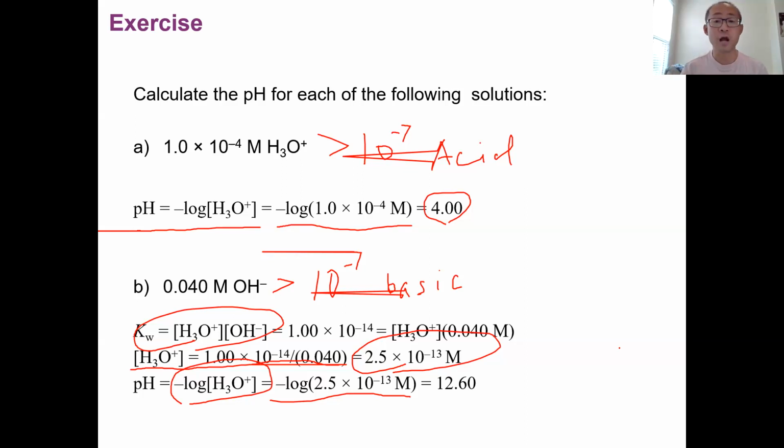When you're given the proton concentration, you can use that equation directly: pH equals negative log of proton concentration. But if you were given the hydroxide concentration, you cannot use that to calculate pH directly. You have to convert the hydroxide concentration to proton concentration using the ion product of water, and then use negative log of proton concentration to calculate the pH.